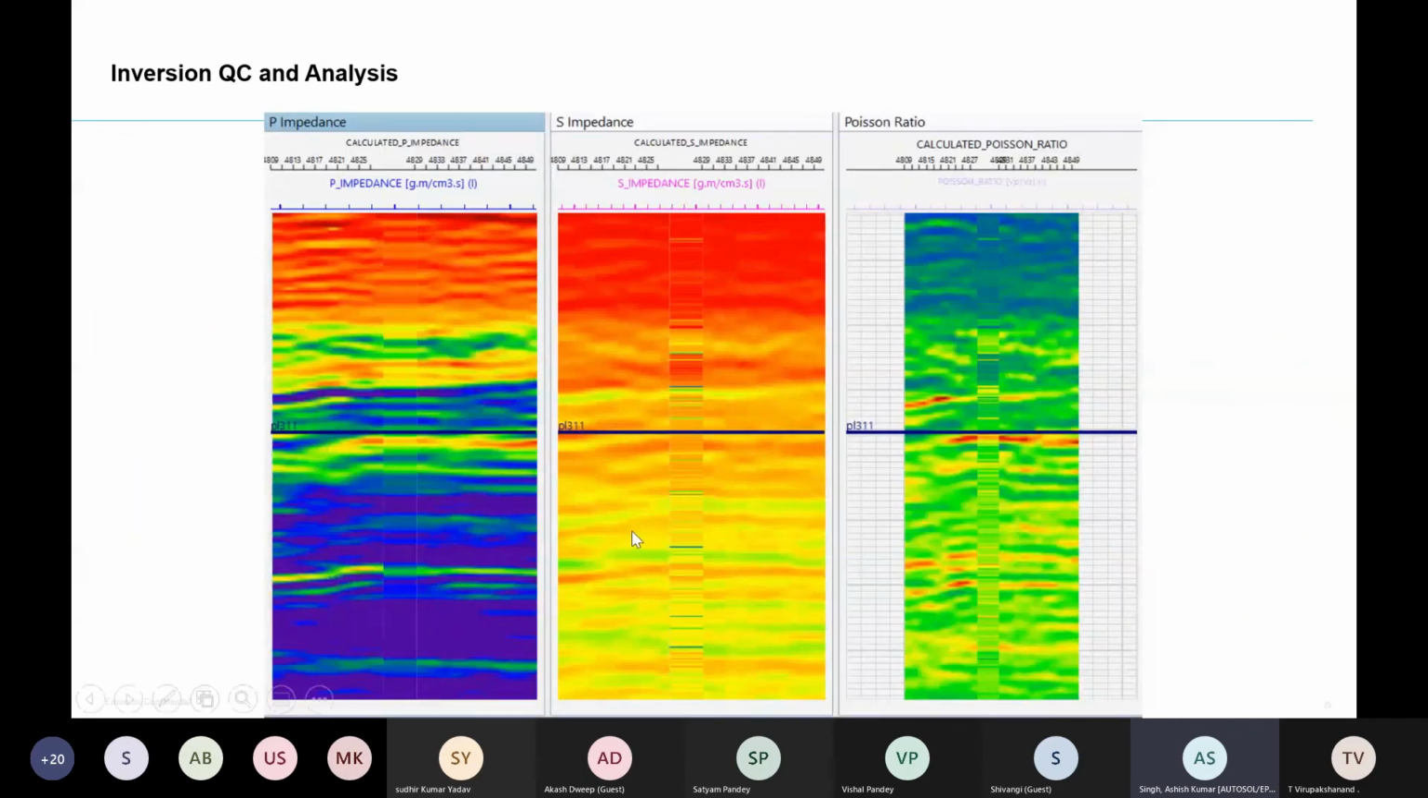Again, suppose you have done your simultaneous inversion. What will be the output? Basically P impedance, S impedance, Poisson ratio. It may be density also, it may be VP/VS also. Don't worry, if you have computed P impedance and S impedance, you can divide P impedance by S impedance to compute VP/VS. So there will be so many outputs. I am showing only 3. Again, I have filtered the actual log and overlain it on the property. That is also fairly matching. So again, the inversion is up to the mark.